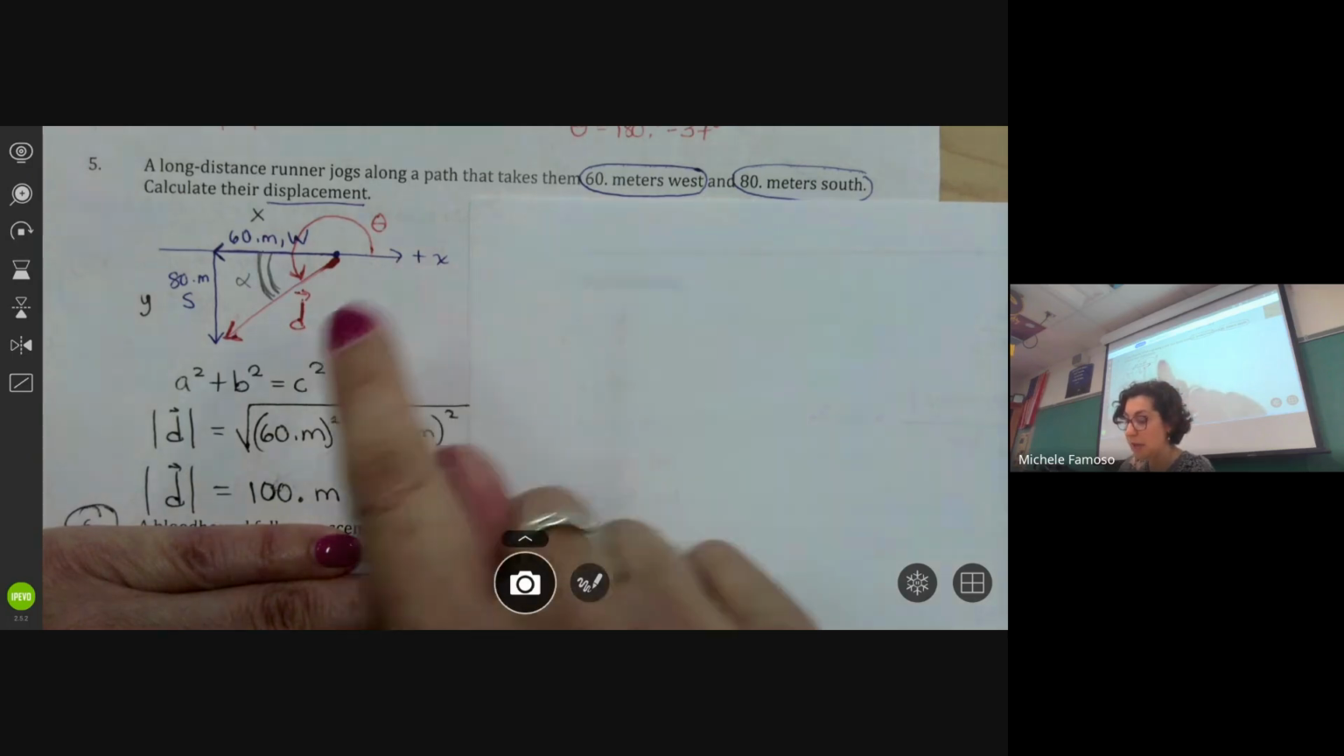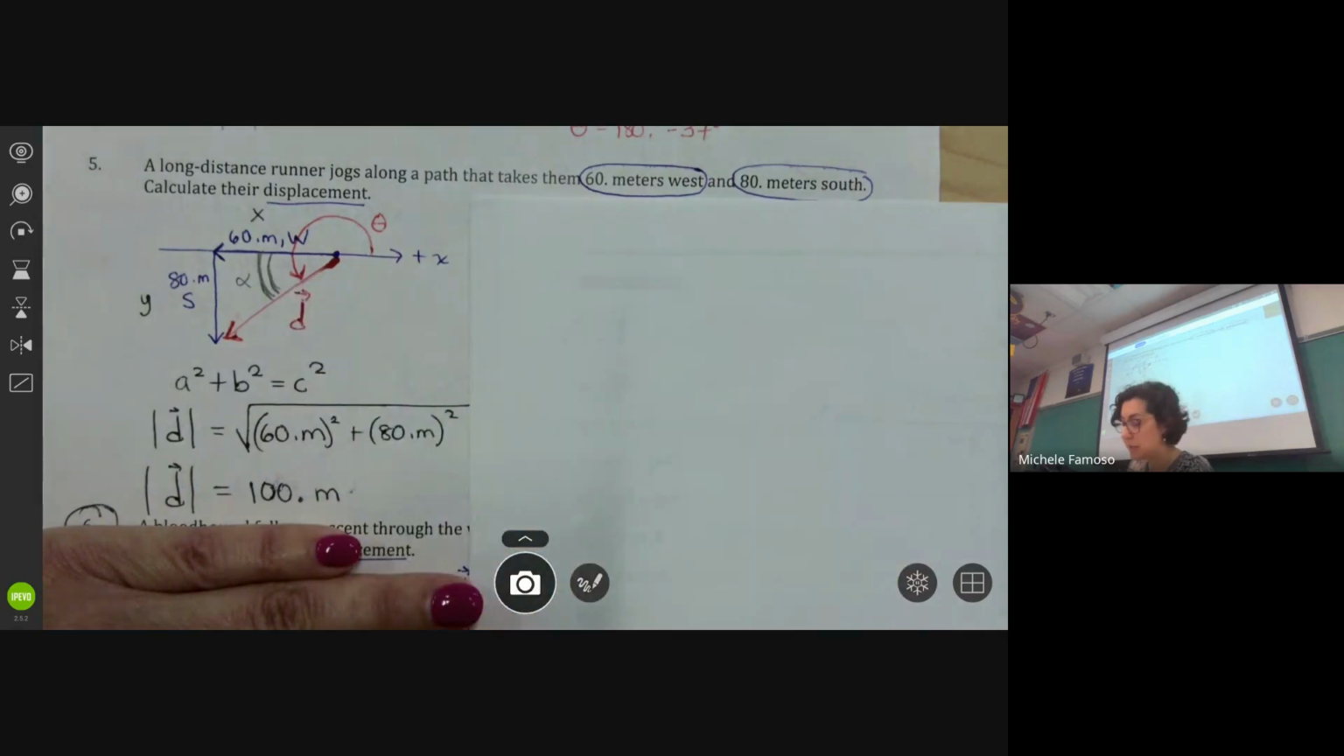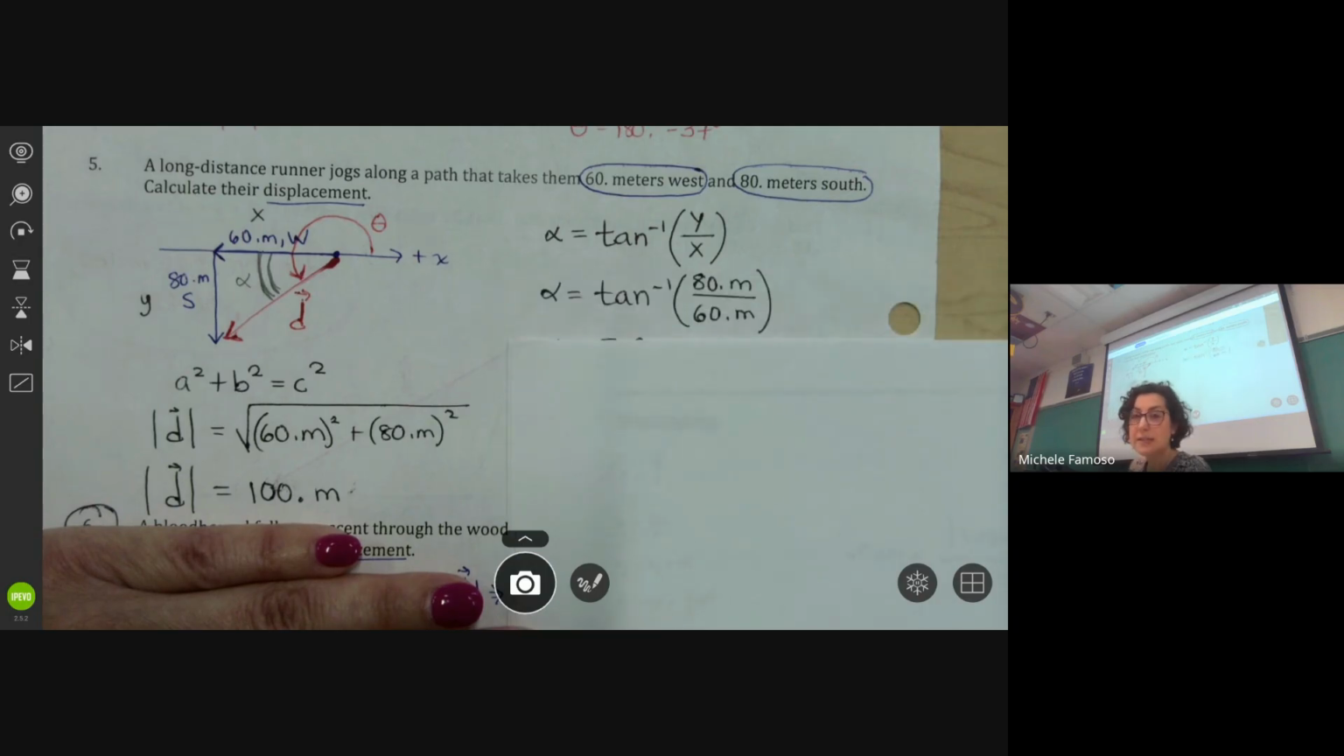Now, how are we going to get the angle? We're first going to find the angle inside the triangle by doing the inverse tan of the opposite over the adjacent side. That's always the y side over the x side of the triangle. The y side is 80 point meters. The x side is 60 point meters. So do the inverse tan of 80 point meters over 60 point meters. And your calculator is going to give you 53 degrees when you do that. You round to the nearest degree.